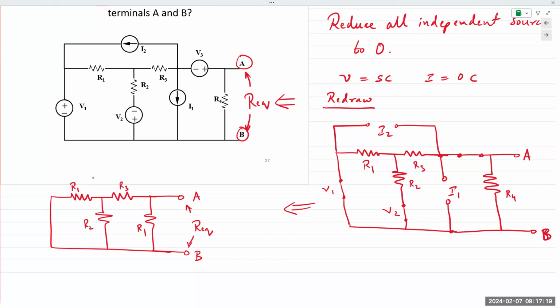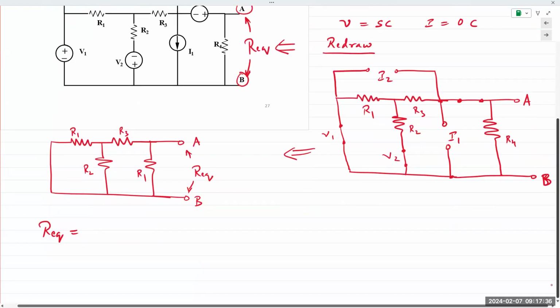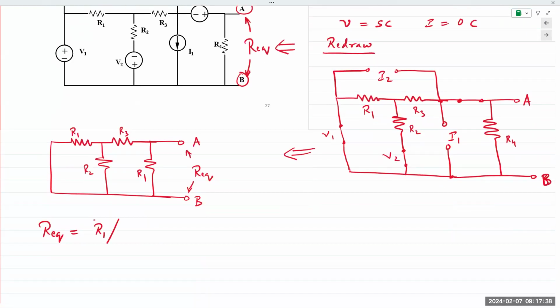So from R1, we have R2. What can we say about R1 and R2? They're in parallel. Once they are in parallel, we reduce it to one single resistor. So R1 parallel R2. R1 is in parallel with R2. Then next resistor up is R3. Series or parallel? It is indeed in series.